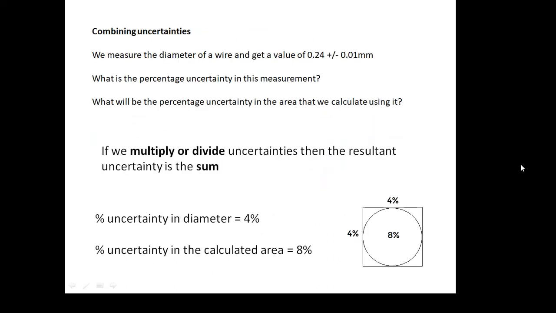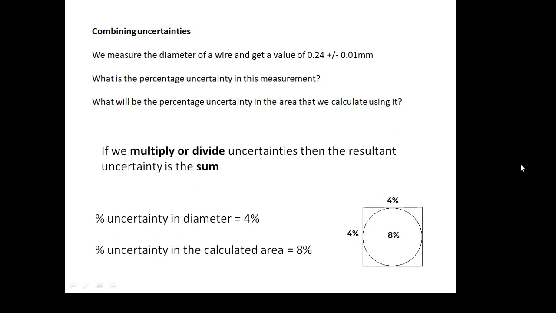Combining uncertainties. Sometimes we calculate a quantity from our measurements, and when we do that, we often have to combine uncertainties. For example, if we measure the diameter of a wire, and let's say we get a value of 0.24 plus or minus 0.01 millimetres. First of all, what's the percentage uncertainty? And if we work out the cross-sectional area of this wire, what will be the uncertainty in that?